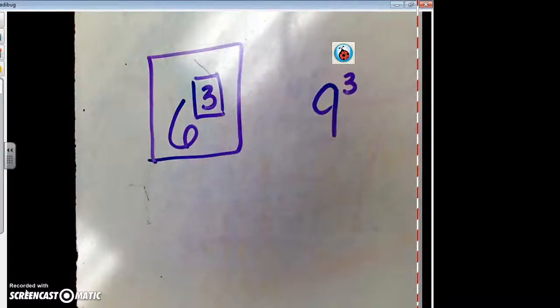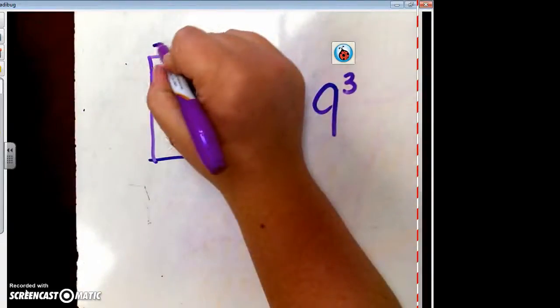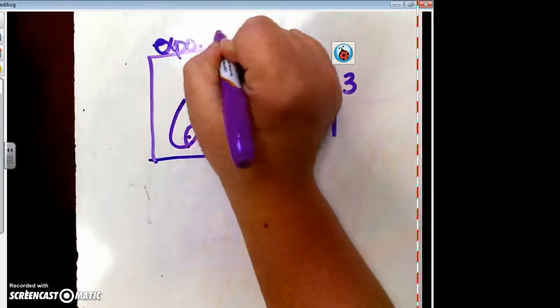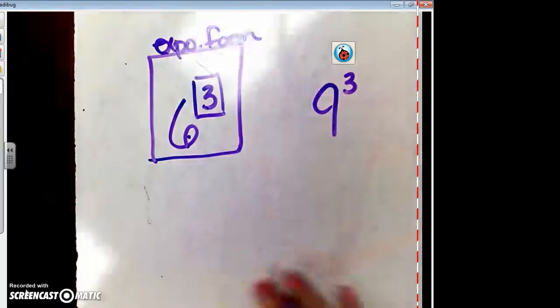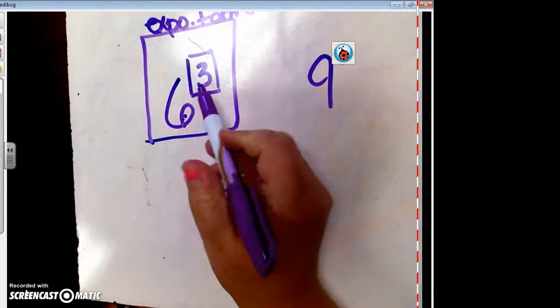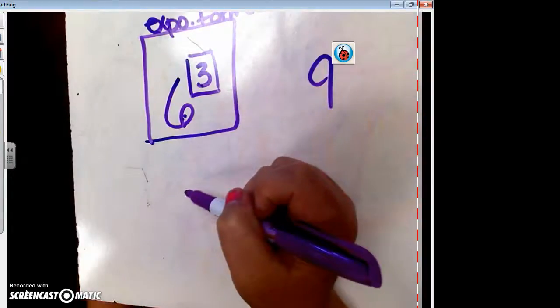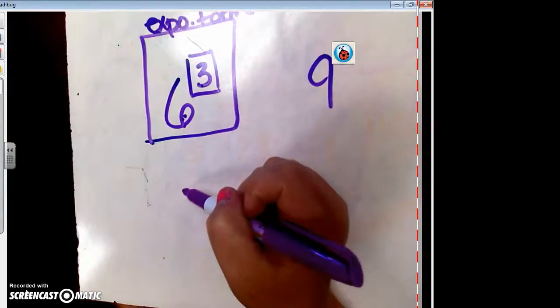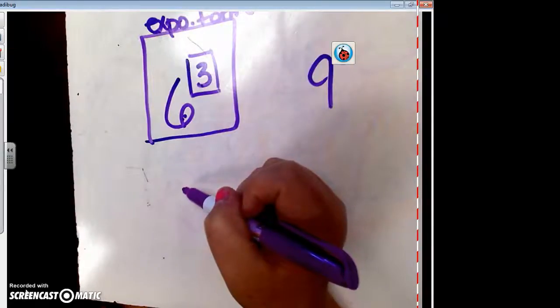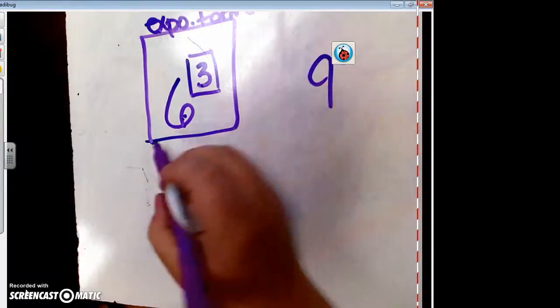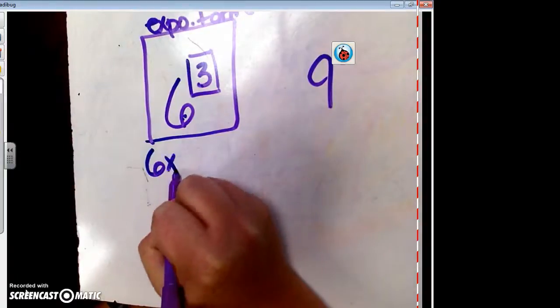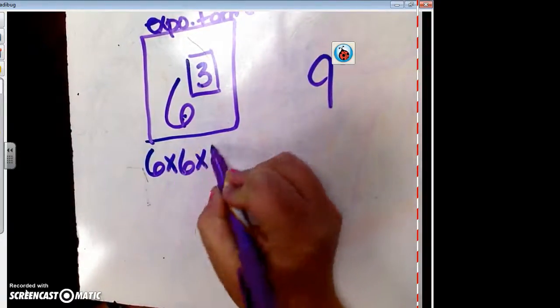So this right here, this is written in exponential form. Okay? 6 to the third power is written in exponential form. I'm just going to put expo form. Now, when I take this and I let this 3 be the boss, the powerhouse, the king, he's going to tell the 6 to do what? To what? 6. He's going to tell him to multiply by himself 3 times, right?